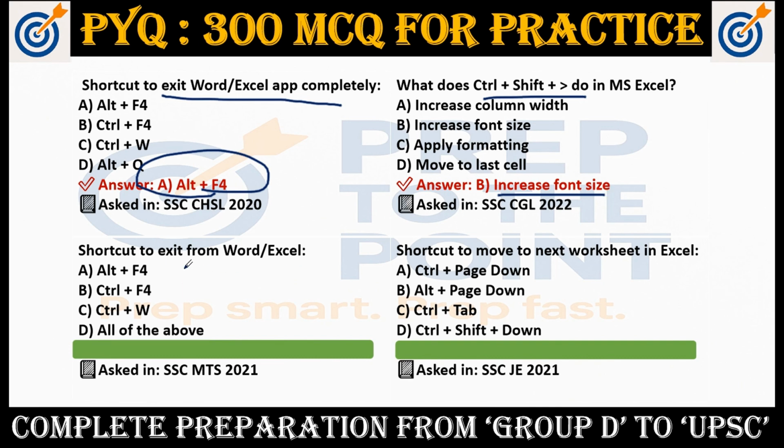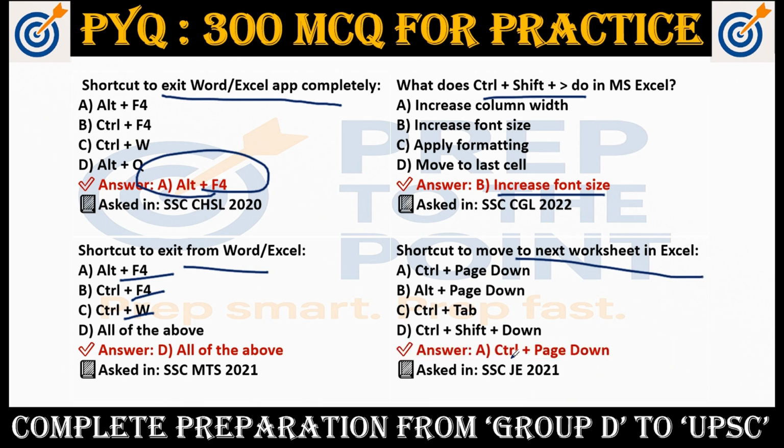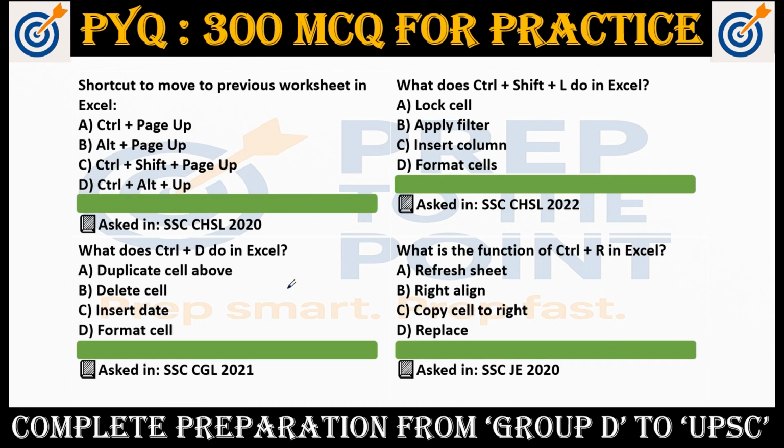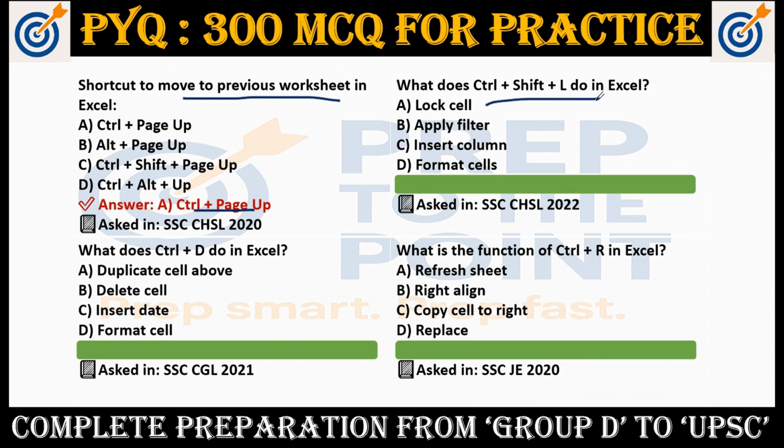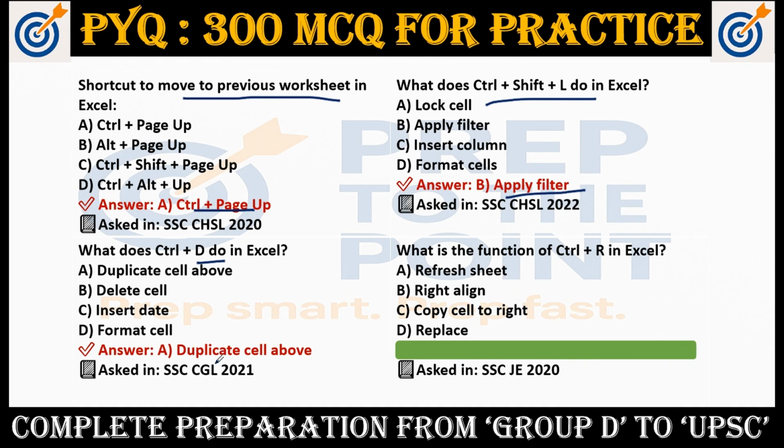Shortcut to exit from Word or Excel. Alt F4, Control F4, Control W. Shortcut to move to next worksheet in Excel. Control page down. Shortcut to move to previous worksheet in Excel. Control page up. Control Shift L for apply filter. Control D in Excel, duplicate cell above. Control R in Excel, copy cell to right.